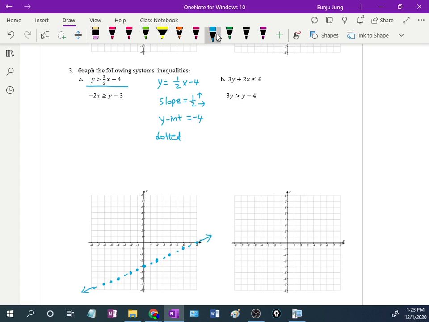Do we shade above or below? Shade above the line, right? I'll shade soon, so I can use the undo button quickly. All right, next one.